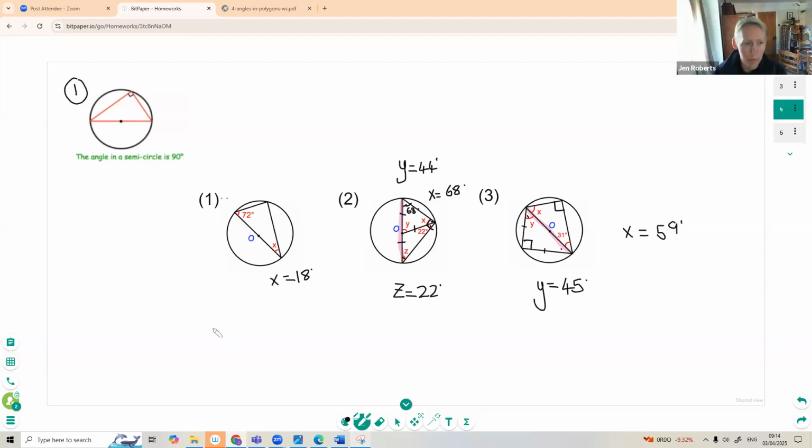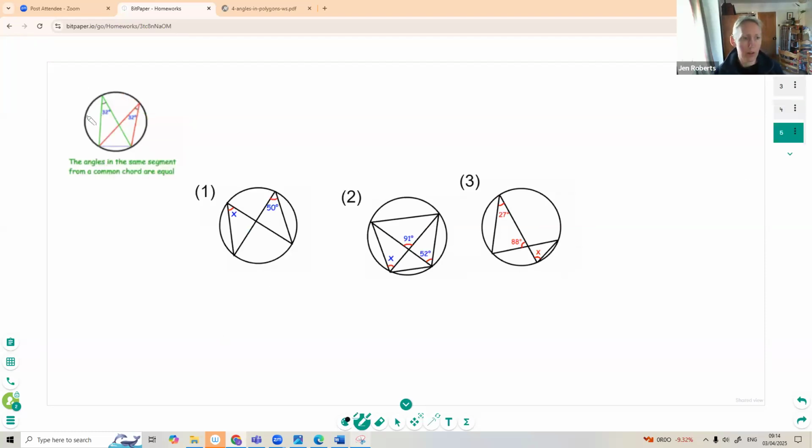Let's look at the second one. So for the second one, angles in the same segment are equal. So I always look out for this bow shape. Look out for a bow shape. All corners of your bow touch the circumference of your circle. So these two angles are the same and the bottom two angles are the same. So for this one here, these two angles are the same, so x is 50.